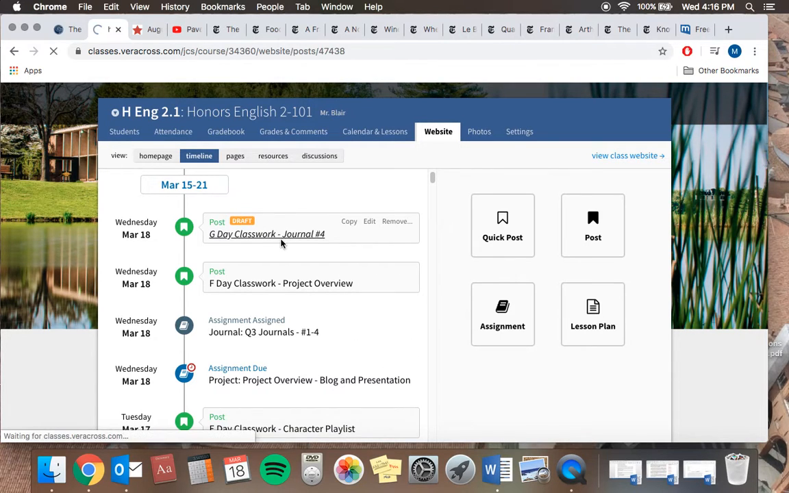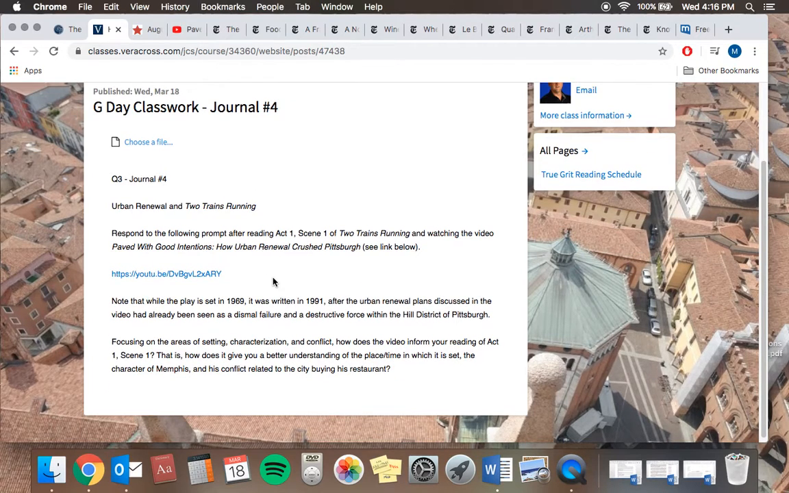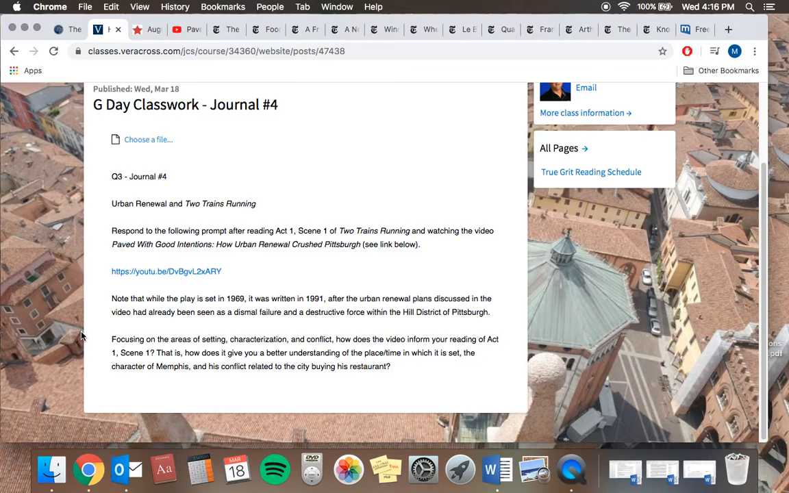So for journal number 4, what I want you to do, after having read Act 1, Scene 1, and watching the video, is respond to the question of how the video informed your reading of the play, Act 1, Scene 1. That is, how does it give you a better understanding of the place and time in which it was set, that setting; the character of Memphis specifically, characterization, whether it's his attitudes or traits or motivations, anything related to him as a character; and then most importantly and directly, how his conflict related to the city buying his restaurant, which is pretty much what's been established in Act 1, Scene 1 as the main conflict of the story. How the video helped give you a better understanding of that and what it would entail.